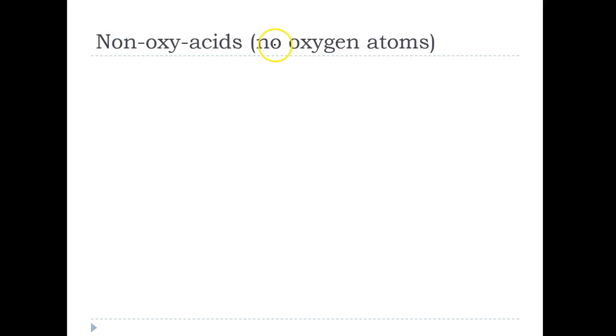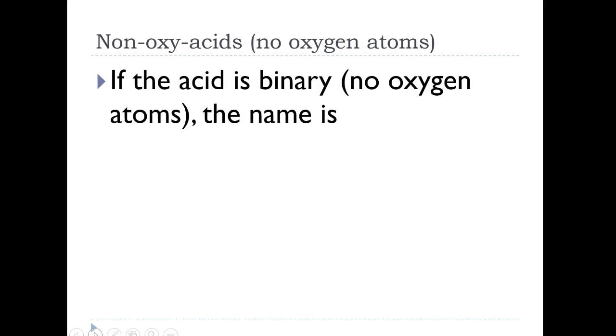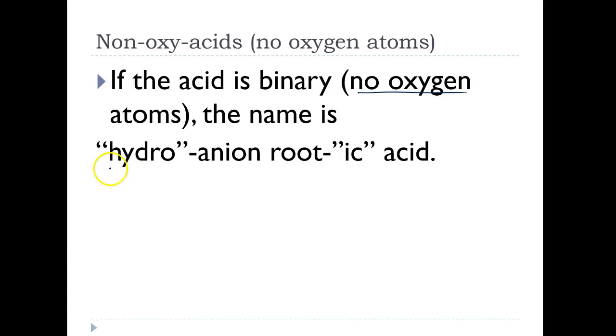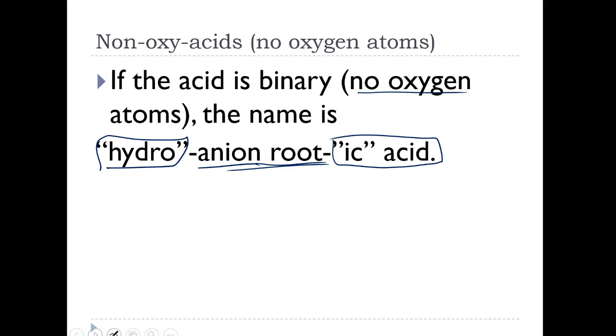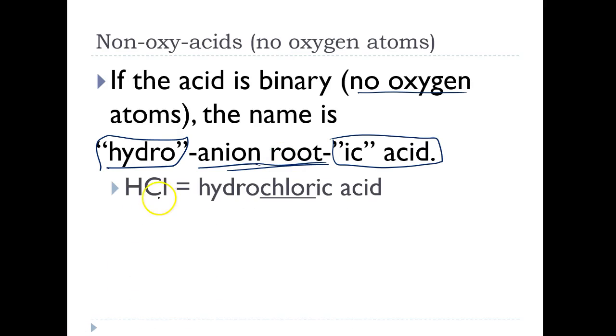So non-oxyacids, the ones that don't have oxygen in them, if the acid is binary, meaning it's got no oxygens, then the name is hydro something ic acid. Okay, and so you've heard these before. Hydrochloric acid most likely. So HCl, notice there is no oxygen. It's just hydro, then chlor, the root of it, ic acid.